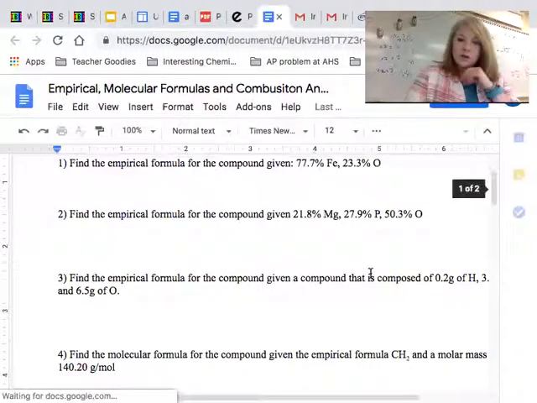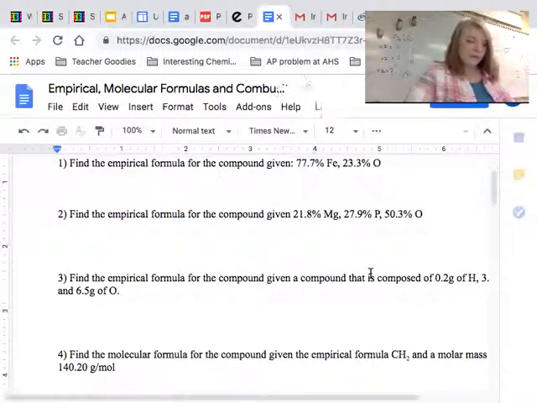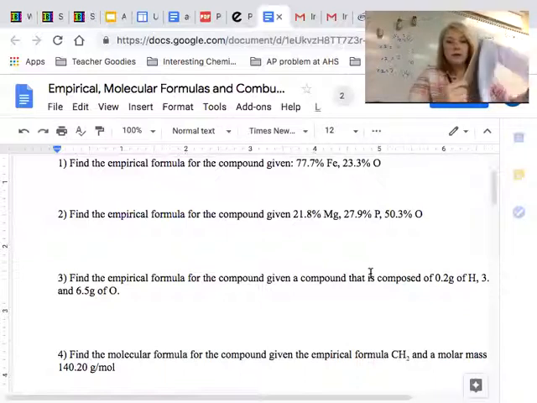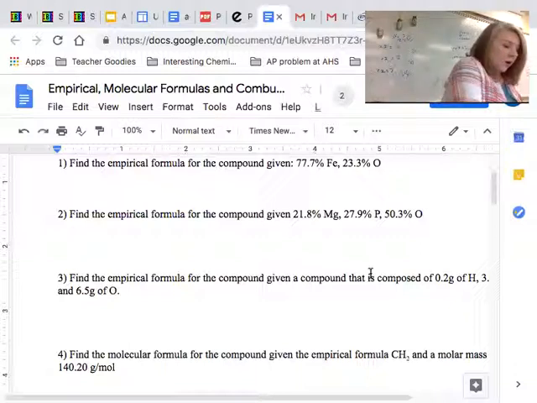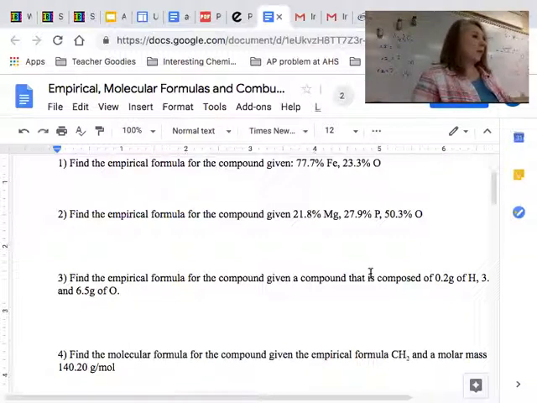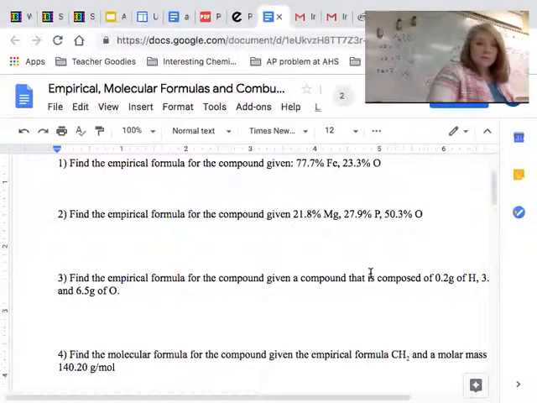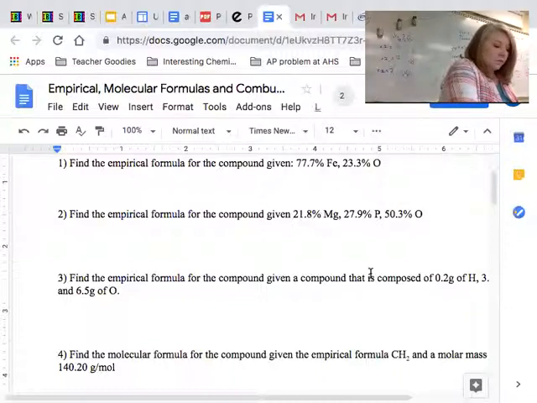Okay, so right now, you guys that are close up, I know I asked you to read a lot, but do you mind reading that question out to us? Number 2, yes, sir. And while he's reading that out loud, you guys go ahead and be writing down the information that he's calling out, okay? Find the empirical formula for a compound that is 21.8% magnesium, 27.9% phosphorus, and 50.3% oxygen.